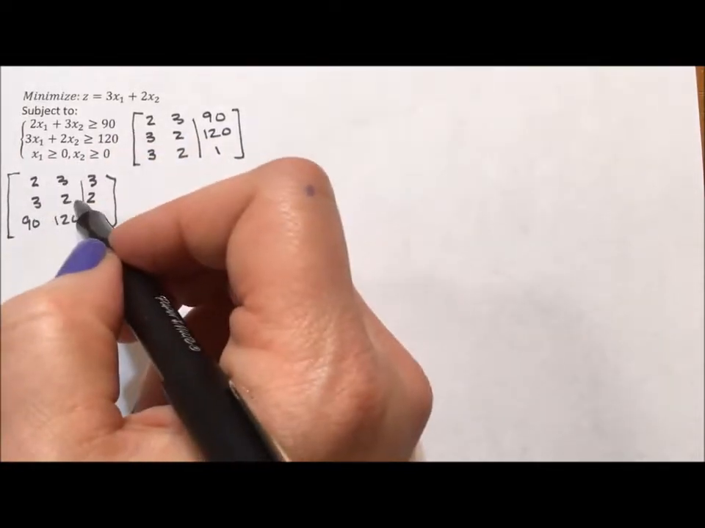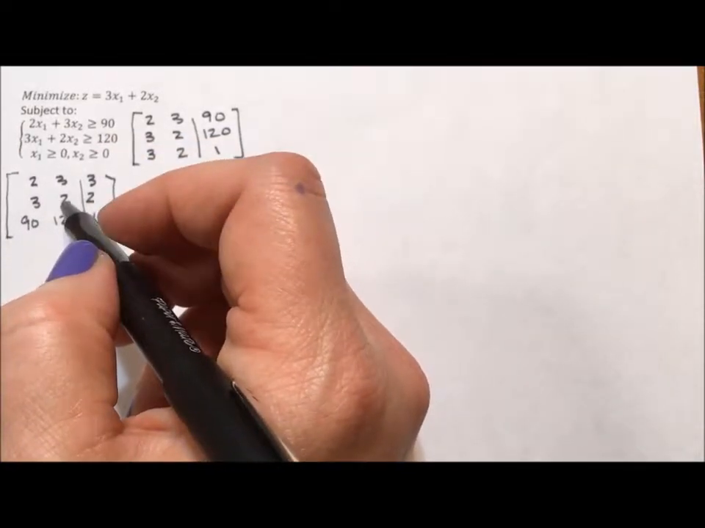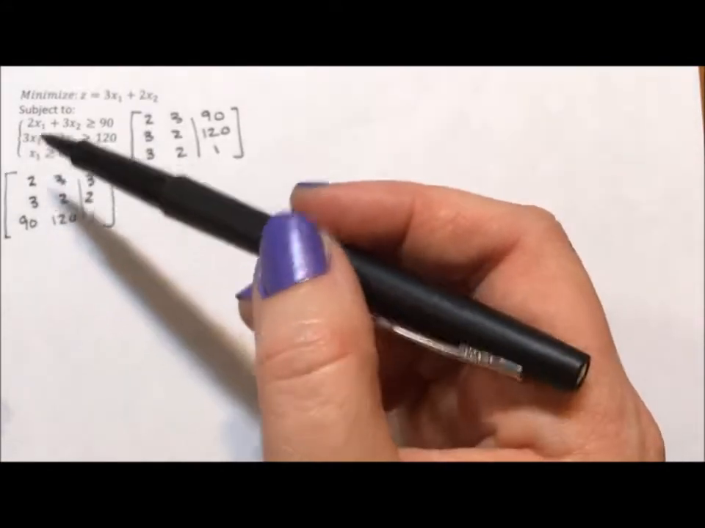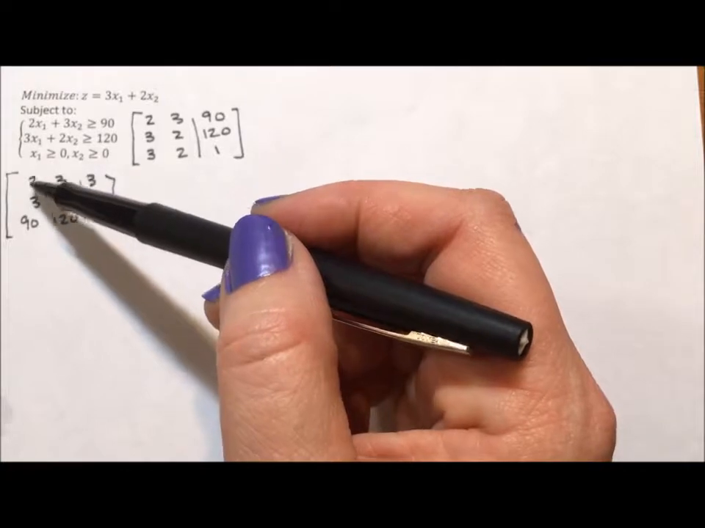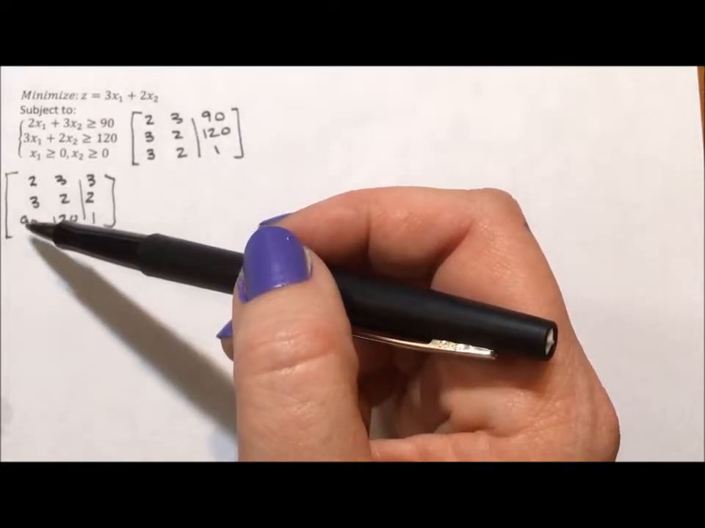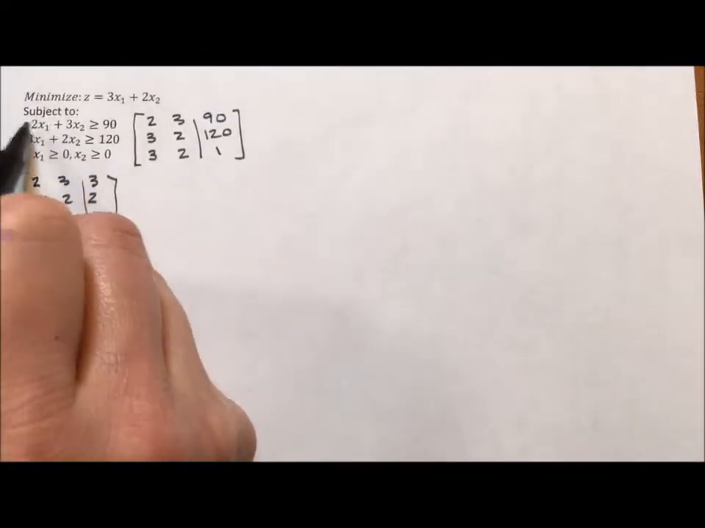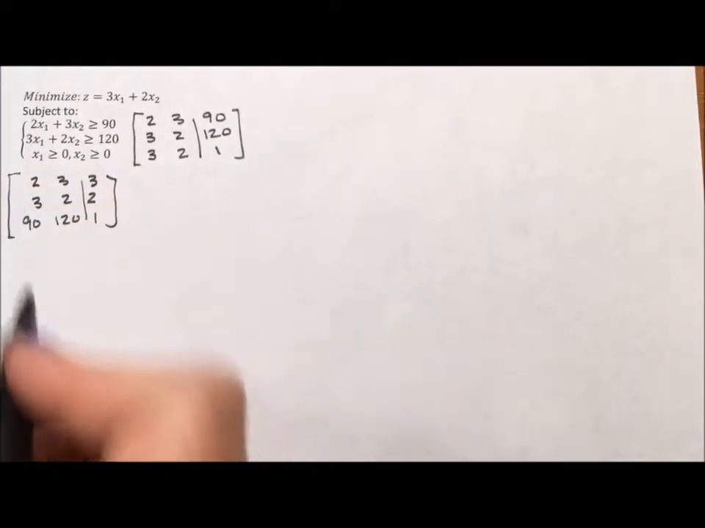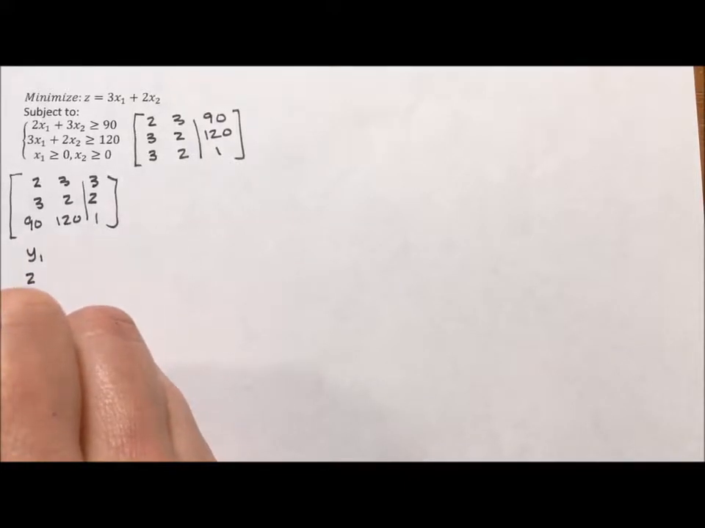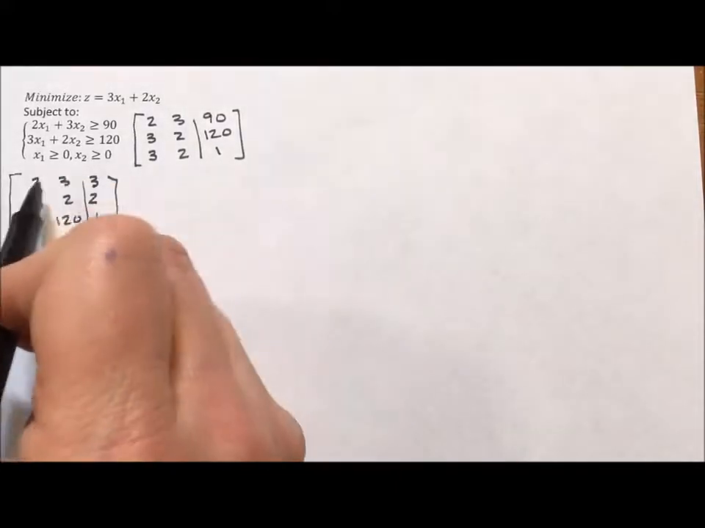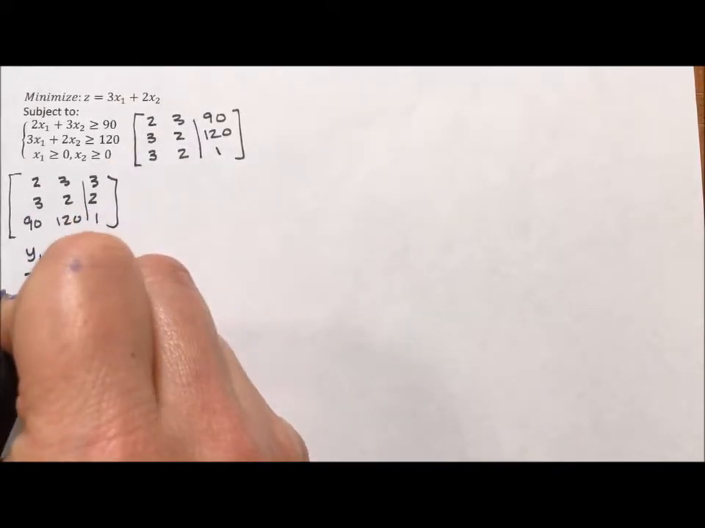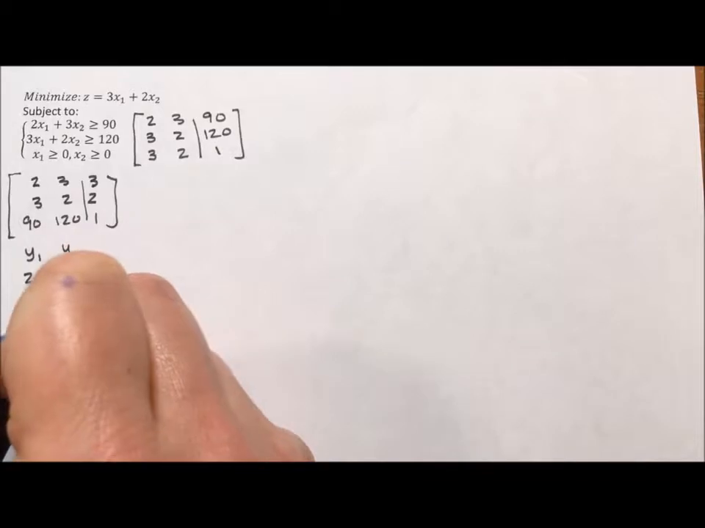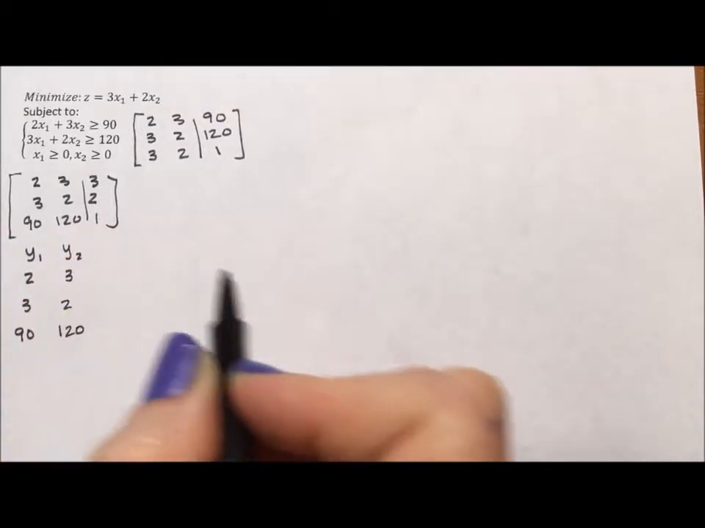This is what I'm going to use for my simplex method. Now, if you know the simplex method, usually your first columns are your variables, x sub 1 and x sub 2. But because this 2, 3, and 90 does not represent x sub 1, but rather my first equation, I'm going to relabel this first column as y sub 1: 2, 3, 90. This second column, 3, 2, 120, represents the second equation, y sub 2.